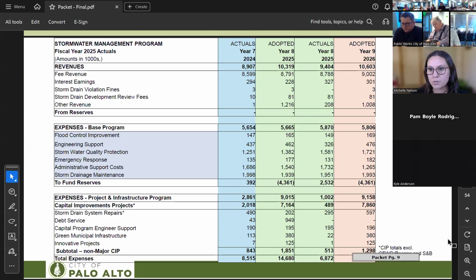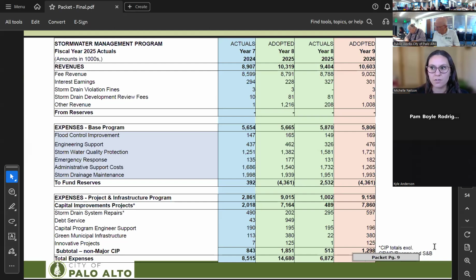For fiscal year 2025, our adopted revenues were 10,319,000 roughly. And we came in at 9,404,000, which is slightly below what we had adopted. However, when you look at the breakdown, the fee revenue was pretty spot on. And where we really came in under was that other revenue category. And what that is, is the grant that we've got from the Environmental Protection Agency.